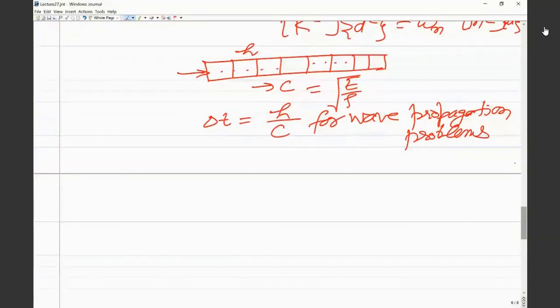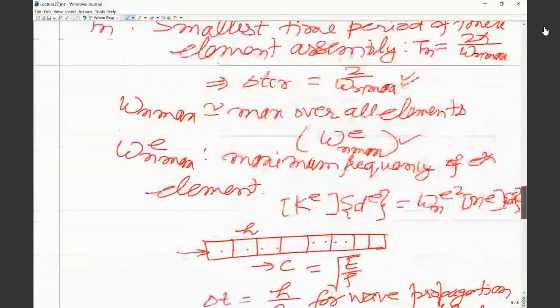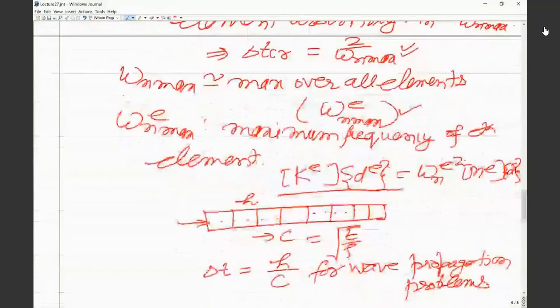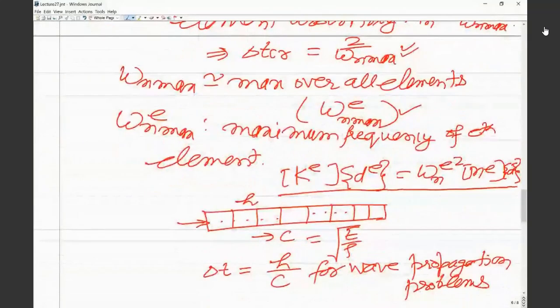Sir, when calculating that omega n max E, we solve the eigenvalue problem at the element level, right? Yes, this eigenvalue problem is solved without imposition of boundary conditions. So then, while calculating this delta t critical, boundary conditions will not come into the picture.